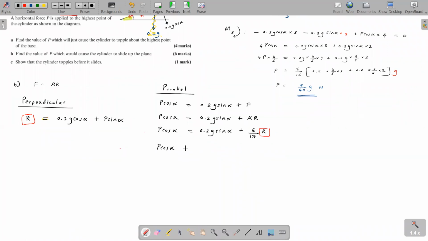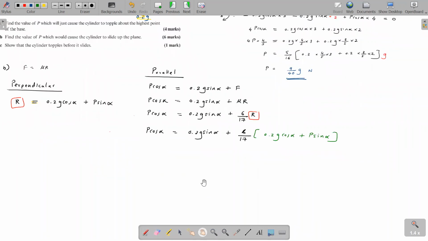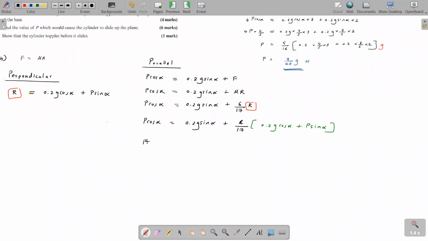So P cos alpha equals 0.2 G sine alpha plus 6 over 17 into normal reaction, which is 0.2 G cos alpha plus P sine alpha. All right, guys. Let's open the bracket and take all the P terms to one side. 0.2 G sine alpha plus 6 over 17 into 0.2 G cos alpha. You have to open the bracket with 6 over 17, right? Plus 6 over 17 into P sine alpha. Can you see? I expand the bracket with the 6 over 17 with both the terms.